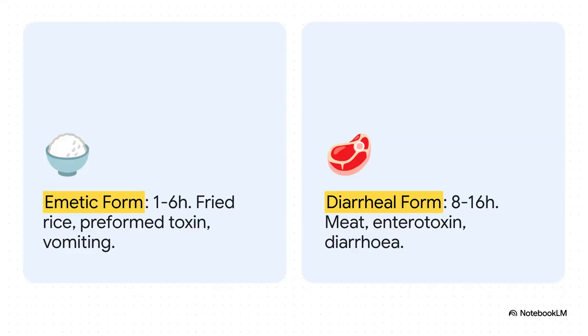And this brilliantly illustrates another classic exam trap. One single bug, two entirely different clinical presentations. Bacillus cereus can cause an emetic form, 1 to 6 hours, preformed toxin, severe vomiting, usually from fried rice, or it can cause a diarrheal form, 8 to 16 hours, driven by an enterotoxin produced inside the gut after eating contaminated meat or veggies, causing diarrhea with almost no vomiting. The food source and the symptom timeline, they literally hand you the exact answer.